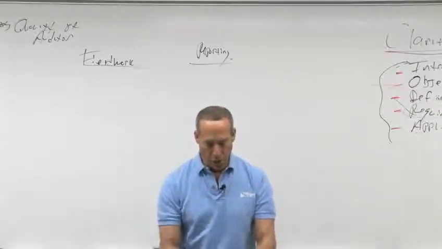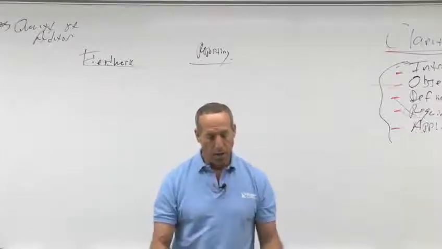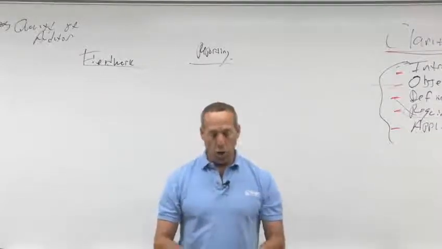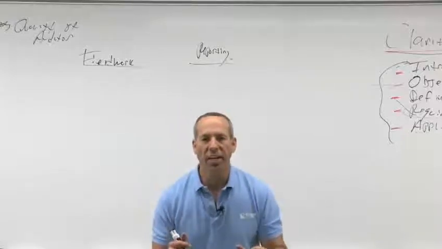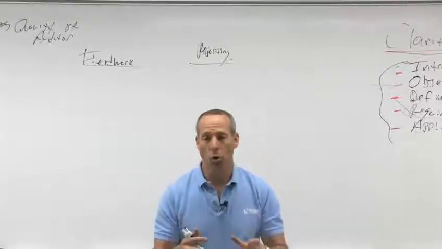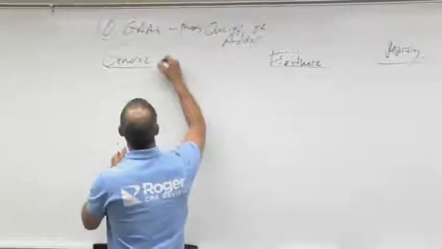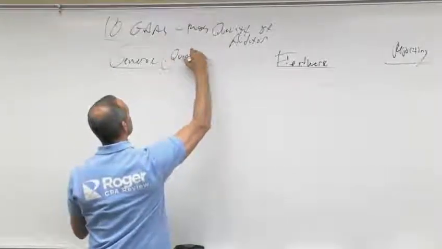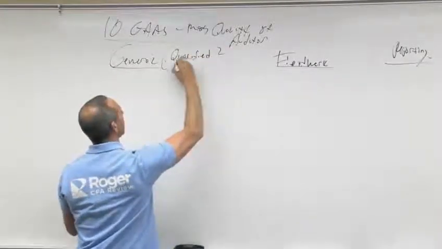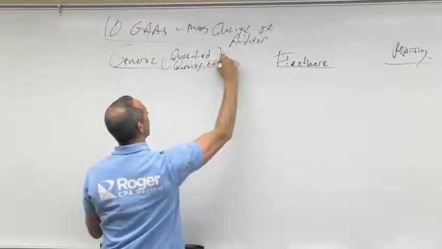So you'll see here in your notes a measure of the quality of the auditor's performance. The first one is the qualification of the auditor and the quality of his work. So when we look at general, qualification, and quality of work.